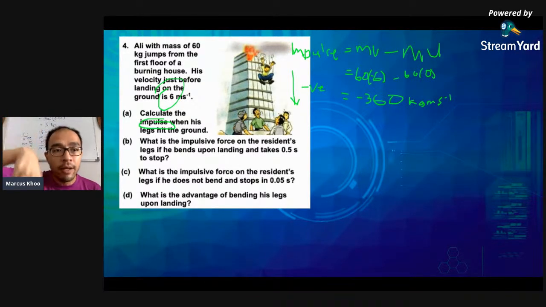Imagine if you're jumping from the first floor, and when you jump, you just keep your legs straight. What's going to happen to you? Your legs are going to feel all the impact of the force, because the time of impact is very short when you straighten the legs. So you bend the legs to increase the time of impact. I'm not saying that your legs may not get broken, but at least you reduce the amount of force that is acting on your legs.